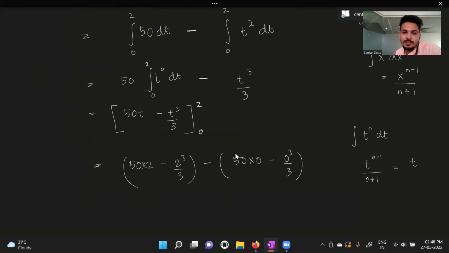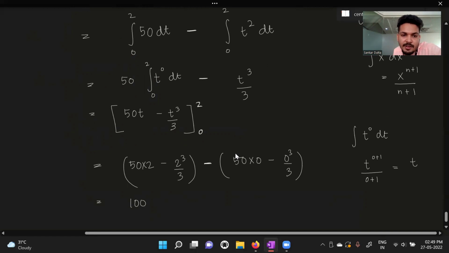This is the formula for this. And also remember, you have to subtract. Okay. First plug in the upper limit in the numbers, and then plug in the second limit in the numbers, and then subtract them. So when you solve this, this will become 100 minus, how much is 2 cubed? 2 cubed is 8 by 3. And this is to 0 only. 50 times 0 minus 0 cubed is simply 0.